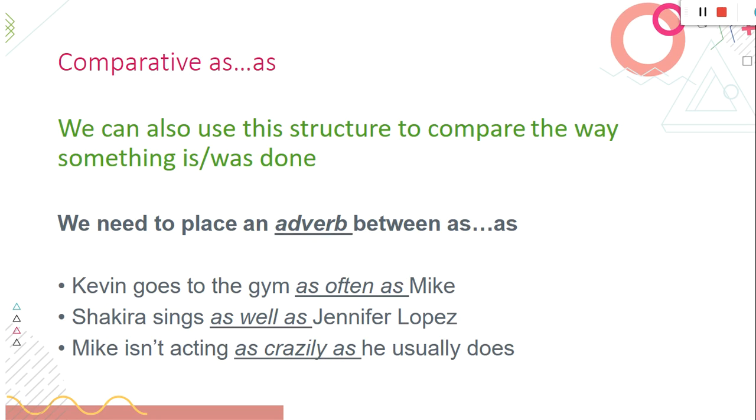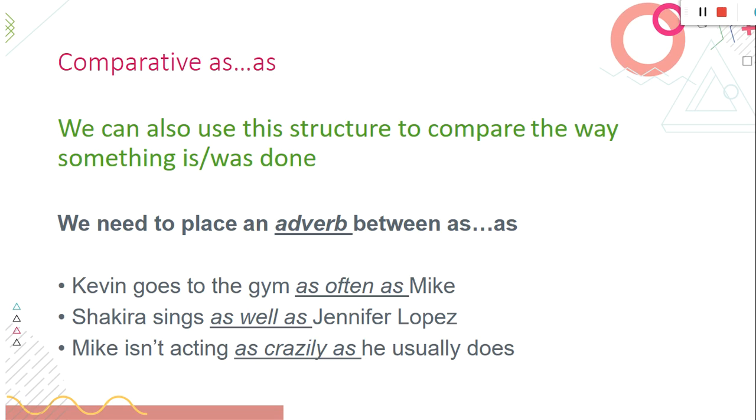Now, we will be talking about how things are done or how things were done. This is the structure that we use to compare the way something is or was done. In this case, we need to place an adverb between as. Example: Kevin goes to the gym as often as Mike. Now we are saying that they go the same number of times during a week or during a month.